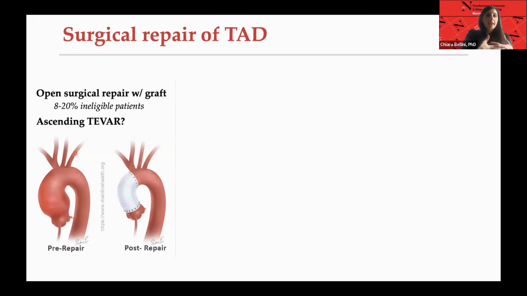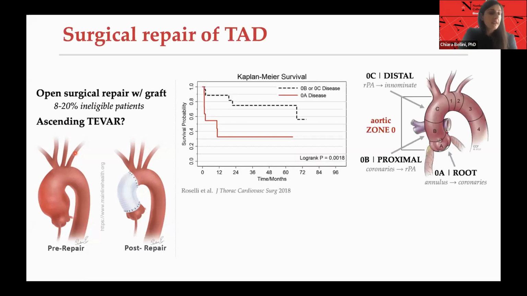Several reports have discussed the off-label application of existing commercial stent grafts for the repair of the ascending thoracic aorta, and a multi-center early feasibility trial with a research investigational device is currently ongoing. In one of these studies, Dr. Roselli and his team at the Cleveland Clinic showed that the survival of patients who receive endovascular repair for ascending aortic disease varies depending on the affected anatomical location.